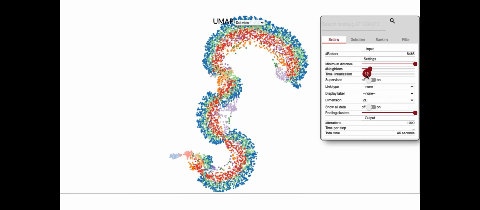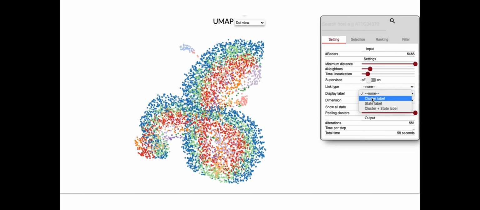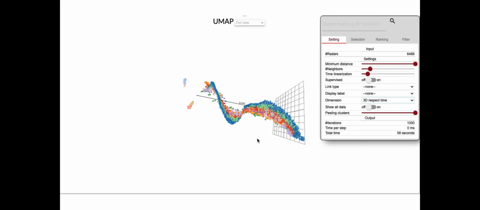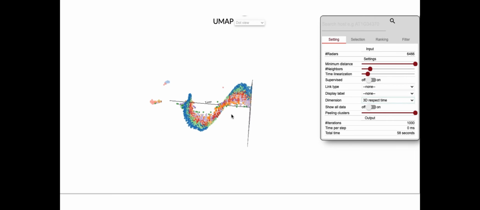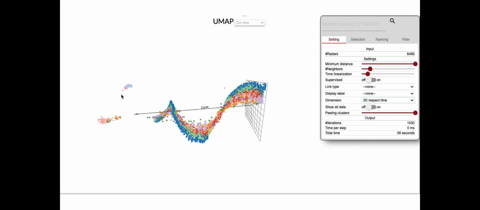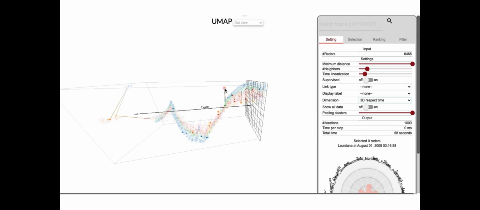If we choose 1.0, time contributes equally to a point's position as all of its variables. In the 3D respect time option, we can also see the small group that implies COVID-19. Another outlier point is Louisiana in August 2005. We can also observe the time series of this point by opening the above panel.